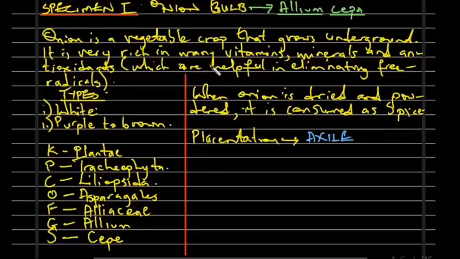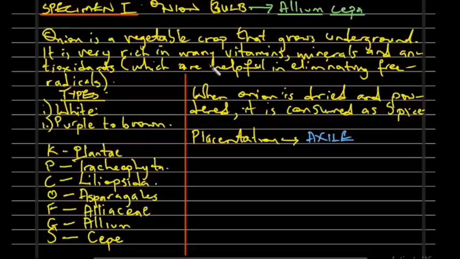When we look at onions, we basically have two types. We have the white and the purple to brown onion. When onion is dried, it is powdered. When it is dried and powdered, it is consumed as spice. Basically, it is consumed as spice.